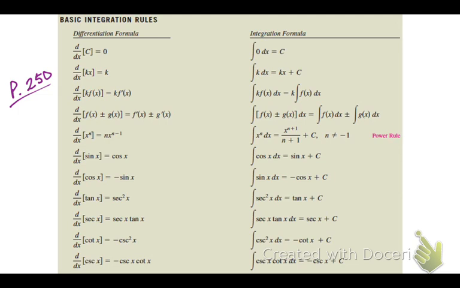Okay, these are basic integration rules. So if I have the derivative of the constant, it is what? 0. If I have the integral of 0, it is a what? Constant. Okay, this was kx, yes? The derivative was k. So we just did this one. The integral of k was kx plus c.